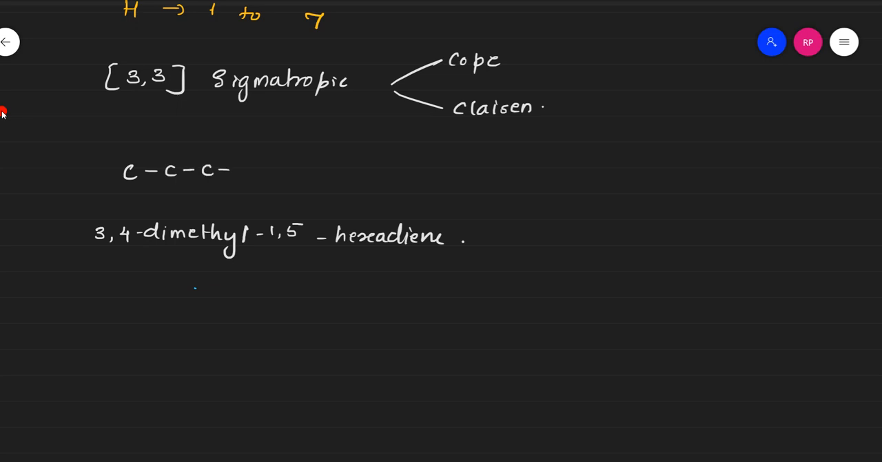So what is this? 1, 2, 3, 4, 5, 6. 3,4-dimethyl, 1,5-hexadiene. So on the first position and fifth position there are double bonds. 1, 2, 3. Third position there is a methyl group. Fourth position there is a methyl group. This is your complete structure.